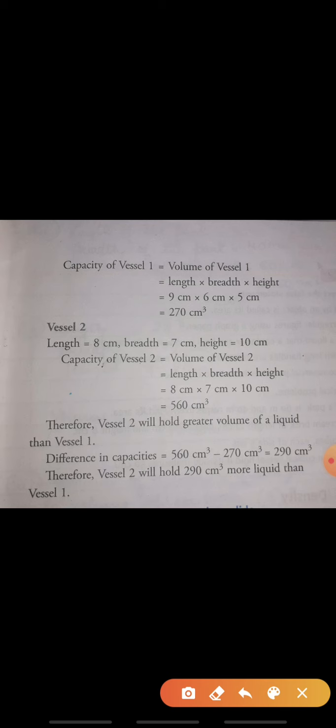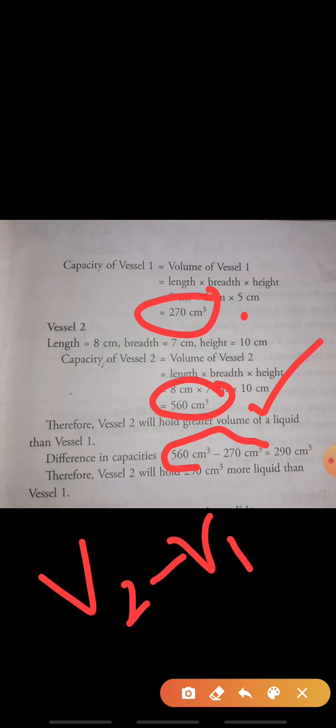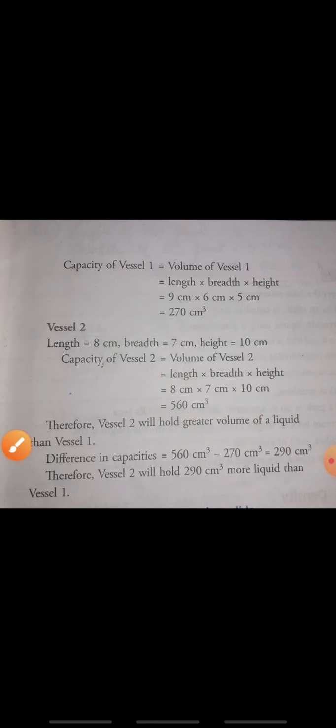Therefore, vessel 2 will hold greater volume of a liquid than vessel 1. You can see it is 270 and it is 560. So which is greater? This. So vessel 2 will hold greater volume than vessel 1. Then it has asked, by how much? The difference also it has asked. So we'll subtract vessel 1 from vessel 2. Then you will get the answer. Therefore, vessel 2 will hold 290 cubic centimeter more than vessel 1.